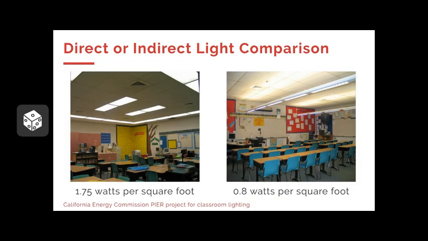This was a really interesting study done by the California Energy Commission, where they looked at the differences in classrooms between direct lighting and putting the light up on the ceiling. Because putting the light up on the ceiling is more pleasant and fills the space with light, the students actually perceived that it had more light. And as a result, they're able to more than halve the energy per square foot in a space by just changing concepts.